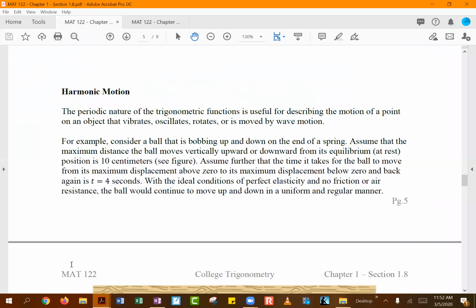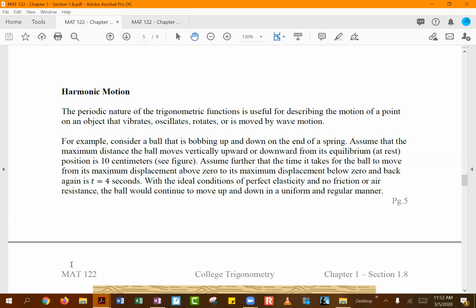So the last part that we actually want to talk about here is the harmonic motion. Now again, I think most of you said you had a trig class before, so that's something you guys must have studied, right? So when we're talking about harmonic motion, you're basically talking about when a point on your object will vibrate, oscillate, or rotate. Sometimes they can also think about it as a point that moves in that wave motion.